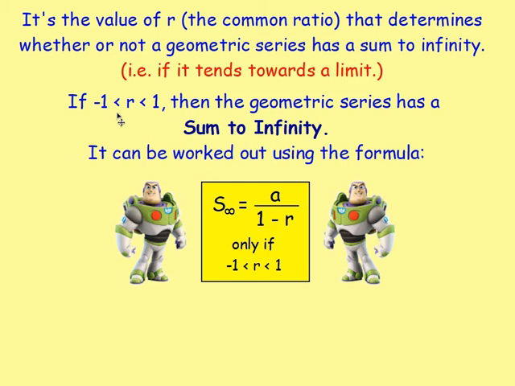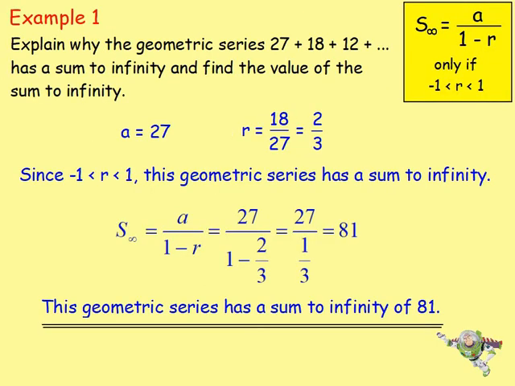So this is similar to what you learned in Advanced Higher with your recurrence relations. So if r, your common ratio, is between -1 and 1, there is a sum to infinity. It exists, and you work it out using this formula. The sum to infinity equals a, remember the first term, over 1 take away r. But remember, it's only if r is between -1 and 1. We looked at some examples of that.